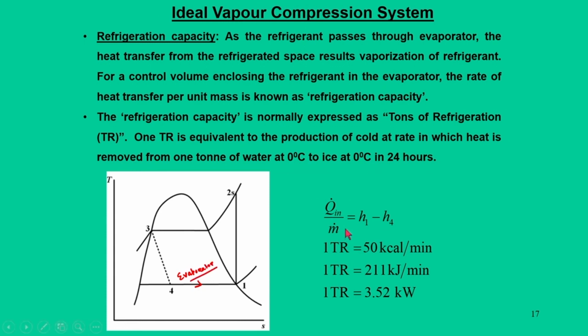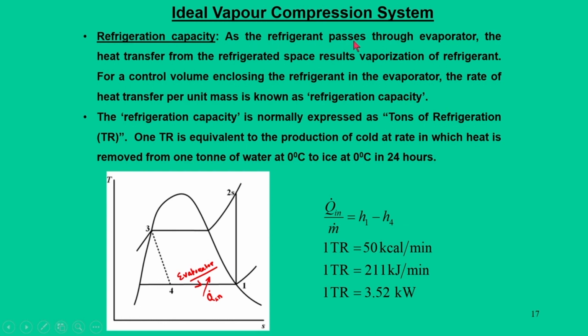Since these are cyclic devices, we can find the amount of heat that comes from the space, which is Q in, the rate of heat transfer. With m dot the mass flow of refrigerant, it is nothing but the enthalpy difference. We can simply use the steady state energy equation, where Q dot is m dot times (H1 minus H4). This is what we call the refrigerating load, but in refrigeration terms this particular load is called the refrigeration capacity.